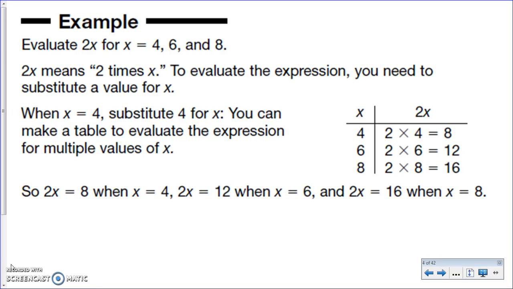So depending on what the variable equals, in this case, we're evaluating for 3 different numbers. We're going to get 3 different answers for this one because it's an expression. So when 2x equals 8, x is 4. When 2x equals 12, it means x was 6. And when 2x equals 16, it meant x was 8.